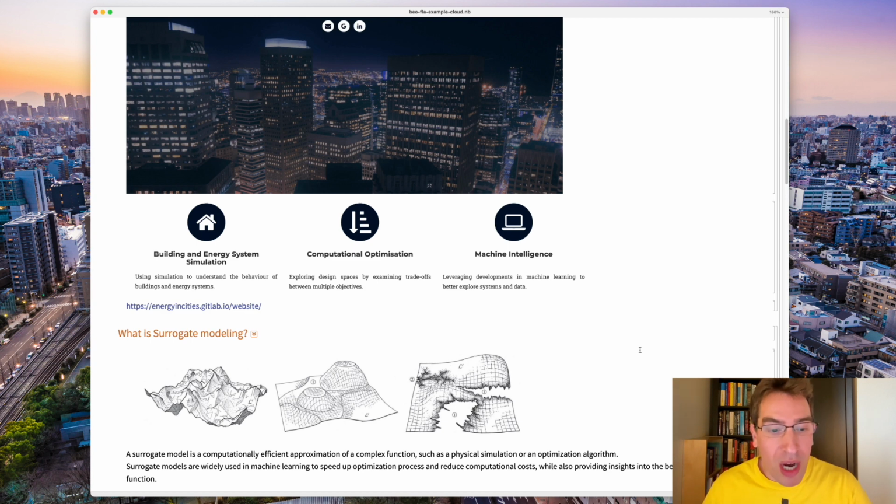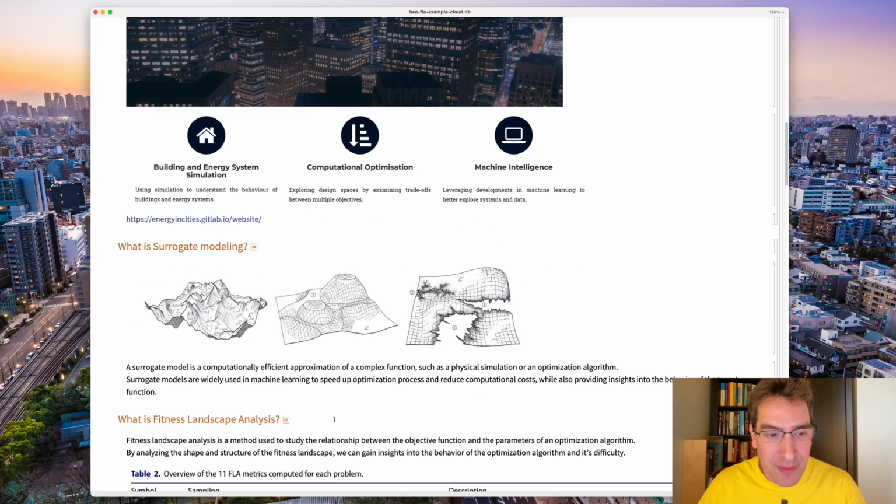Surrogate models are widely used in machine learning to speed up the optimization process and reduce computational costs, while also providing insights into the behavior of the target function. So it has a lot to do with machine learning. All the familiar algorithms show up: gradient boosted trees, support vector machines, neural nets. But here I want to focus on that insights into the behavior. And for that, sometimes we like to use fitness landscape analysis.